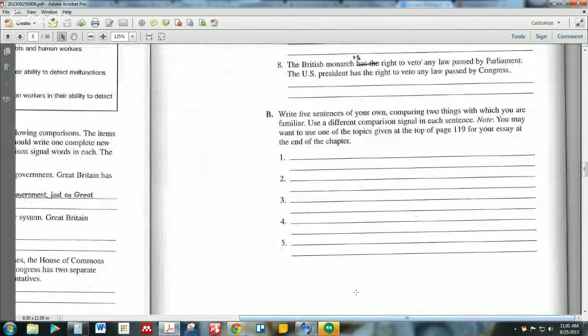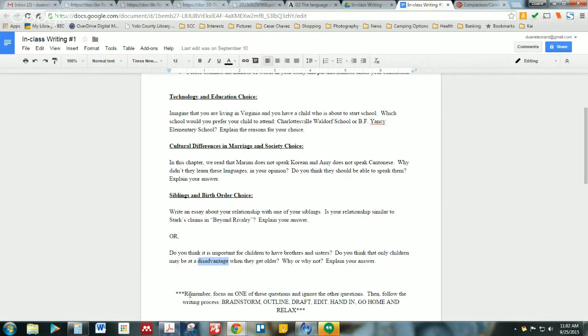And the examples continue. In part B, it says write 5 sentences of your own comparing two things with which you are familiar. Use a different comparison signal in each sentence. And then you may want to use one of the topics given at the top of the page, 119, for your essay at the end of the chapter. So we're not doing those ones, but you might want to use one of these.